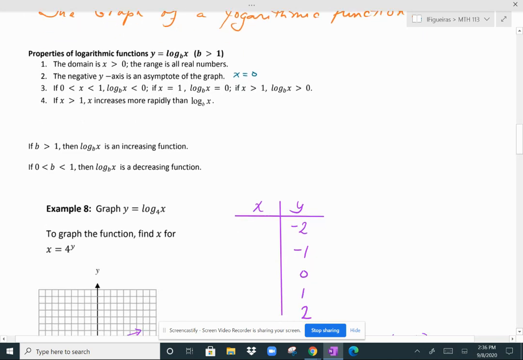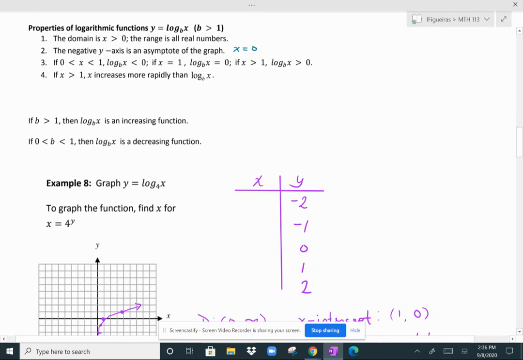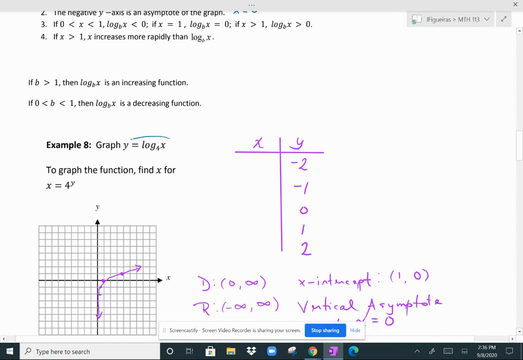All right, so here I want to graph y equals log base 4 of x. In order to graph this, we need to rewrite it as an exponential function. So that means x is equal to 4 to the y. We're going to approach this in a little bit of a different way than we normally do. This time we're going to pick values of y and solve for x. So we're going to be doing things in the opposite order of what we're used to.